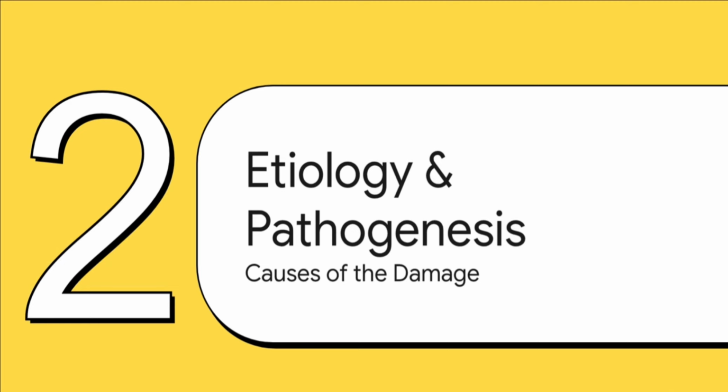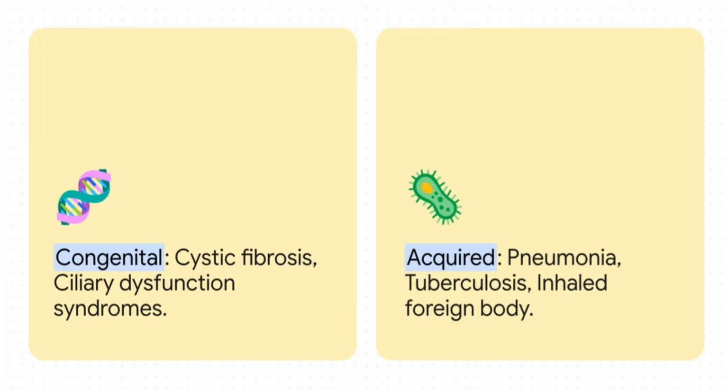Section 2. Etiology and pathogenesis. We can pretty cleanly split the primary suspects behind this damage into two categories: congenital and acquired. Congenital causes are, of course, issues a person is born with. The most famous example is cystic fibrosis, but this group also includes ciliary dysfunction syndromes, like Kartagener's syndrome. That's where the microscopic hairs that sweep our airways just don't work properly. Then we've got acquired causes. These are traumas the lung takes on during life, maybe a really severe bout of childhood pneumonia complicating whooping cough or measles, pulmonary tuberculosis, or, like we just mentioned, inhaling a foreign object that gets lodged in the airway.